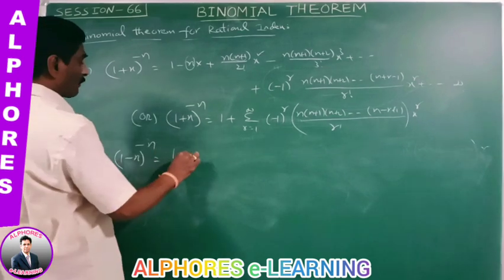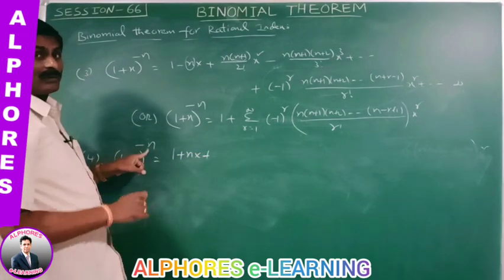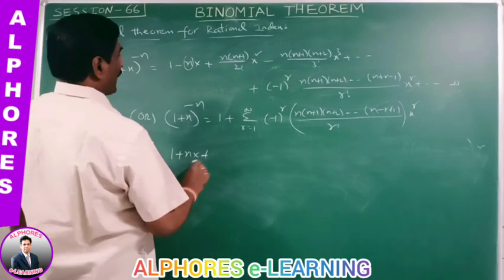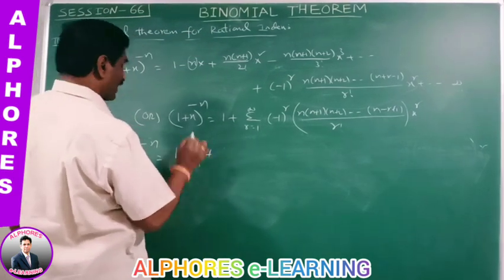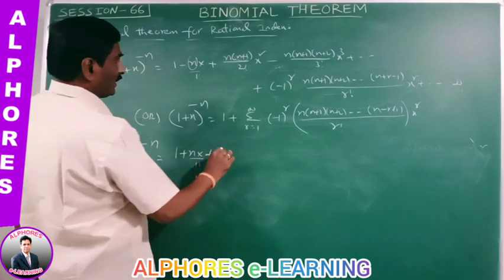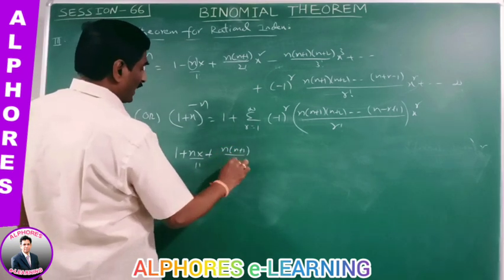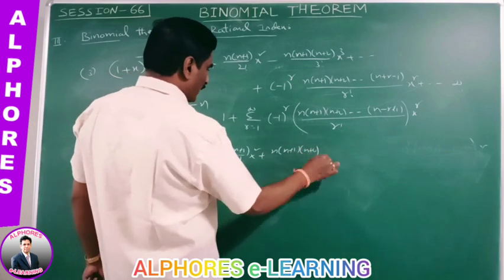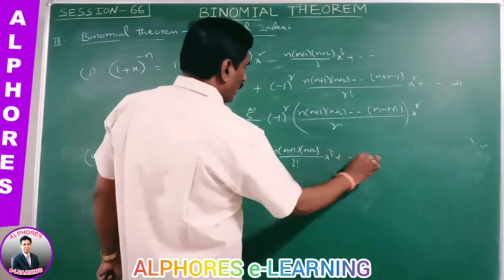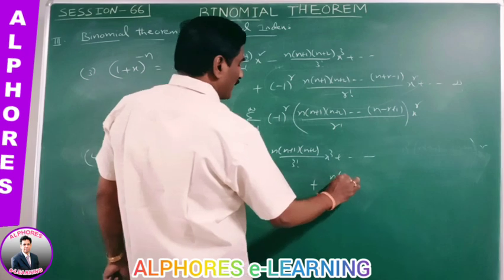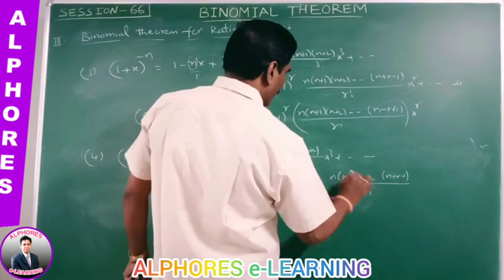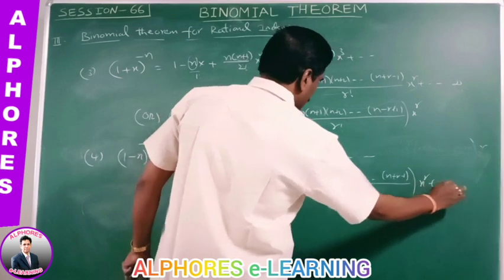That means 1 plus nx. Here the index is negative, so the coefficients are n plus 1, n plus 2 in this way. Nx by 1 factorial, plus n into n plus 1 by 2 factorial into x square, plus n into n plus 1 into n plus 2 by 3 factorial into x cube, plus so on, n into n plus 1 into so on n plus r minus 1 by r factorial into x power r, plus so on to infinite.